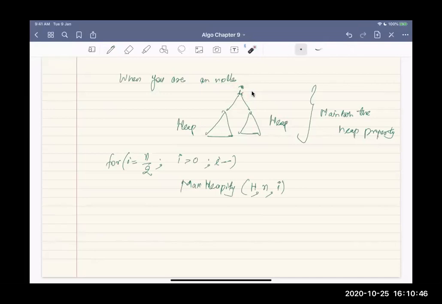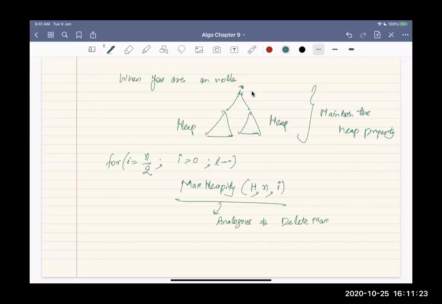So you are at node i, and the two things are already heaped, the left and right subtrees. So how will you do that? How will you heapify at node i? And you will say, okay, this looks very similar to something I have already done. So this max heapify is analogous to, what was the operation? Yes, delete max.